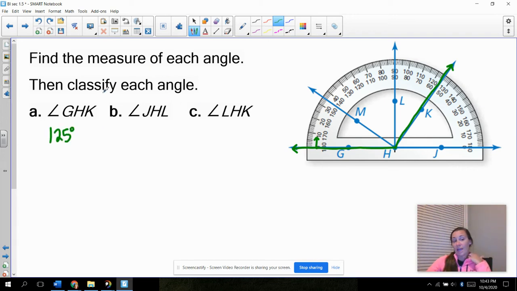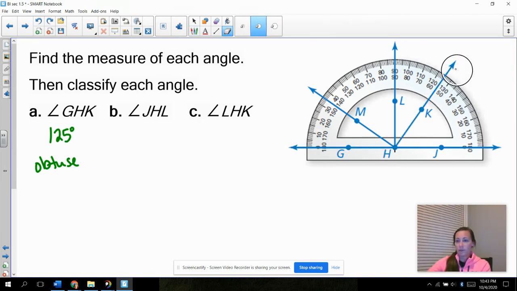And then they want you to classify that angle. Because it's larger than 90 but less than 180, and that was a definition you wrote down a second ago, that's an obtuse angle. Okay, let's erase these markings and re-highlight in a different color.